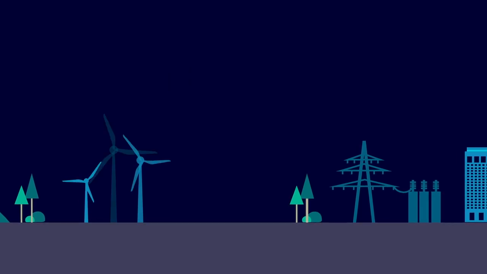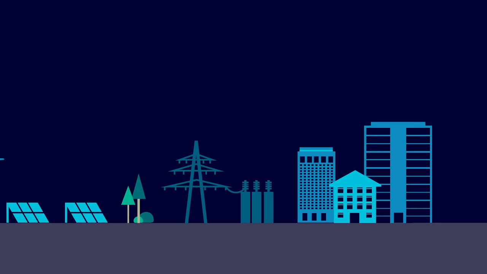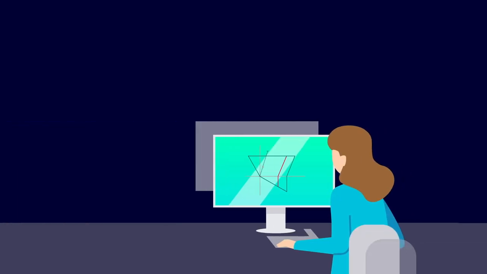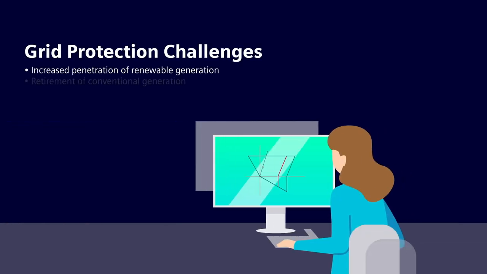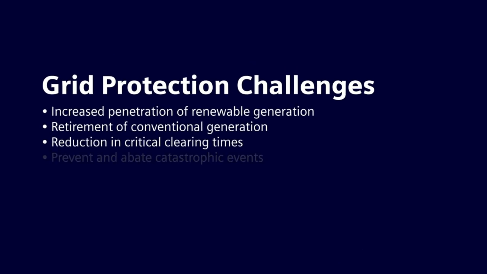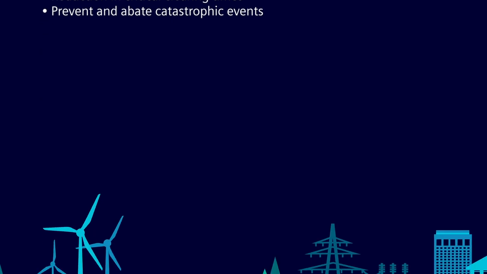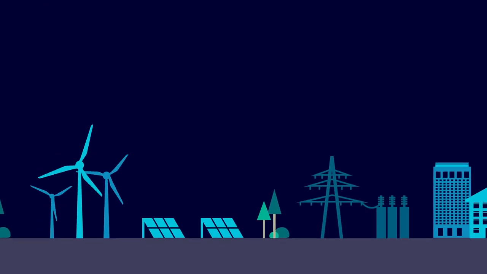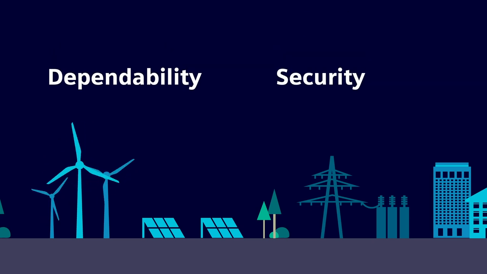Power systems are constantly evolving, and now more than ever, protection engineers play a critical role to ensure grid reliability. And as new challenges arise affecting grid protection, they feel the pressure. To assure protection reliability, engineers need to efficiently run studies to test system dependability and security.